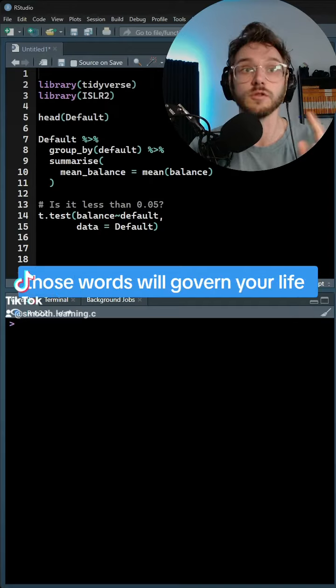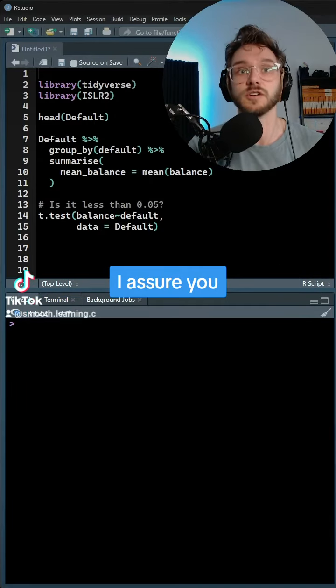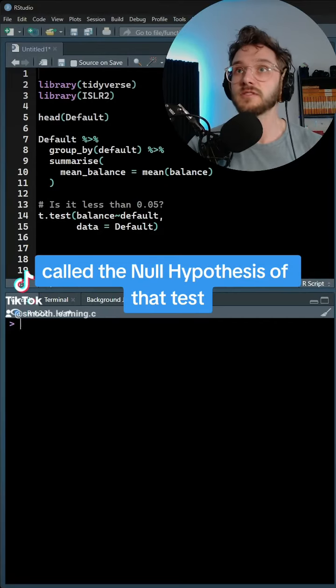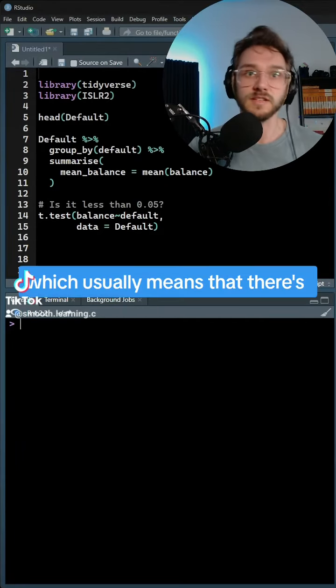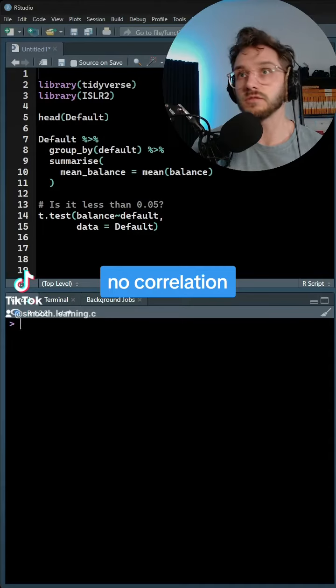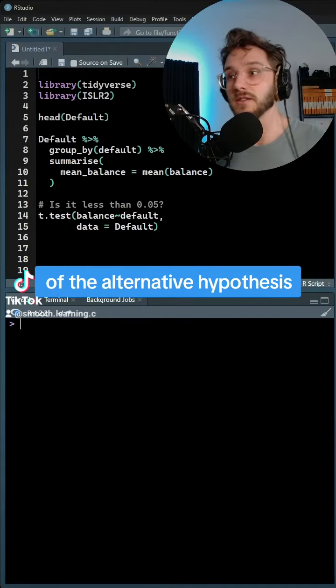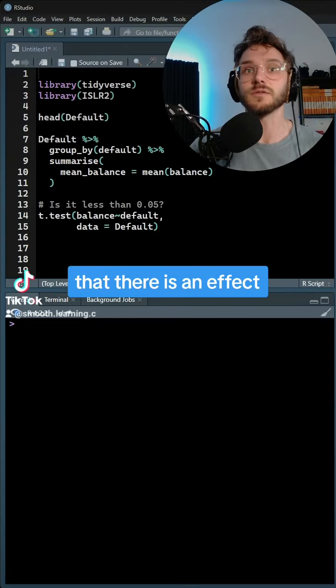Statistical significance. Those words will govern your life in statistics. I assure you, get used to writing them. That means you may reject something called the null hypothesis of that test, which usually means that there's no difference, no correlation, no effect, whatever, and instead accept evidence of the alternative hypothesis that there is a difference, that there is an effect or it's a correlation.